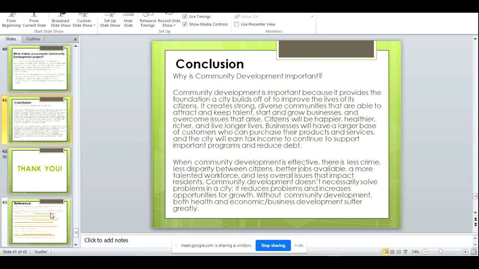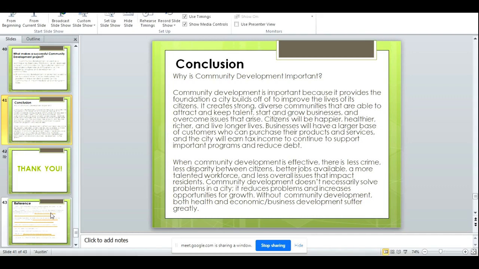Community development is important because it provides the foundation a city is built off of to improve the lives of its citizens. It creates strong, diverse communities that are able to attract and keep talent, start and grow businesses, and overcome issues that arise. Citizens will be happier when their communities develop. They will be healthier, richer, and live longer lives.